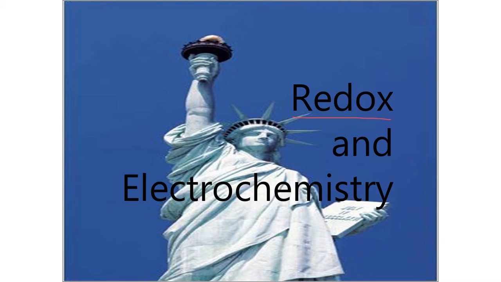Then the second half of this unit is electrochemistry. Electrochemistry is chemical reactions that produce electricity and that they use redox reactions. So that's how the two of them will relate to each other. The Statue of Liberty is on here because she has undergone a redox reaction, and we'll kind of circle back to that at the end of the unit.